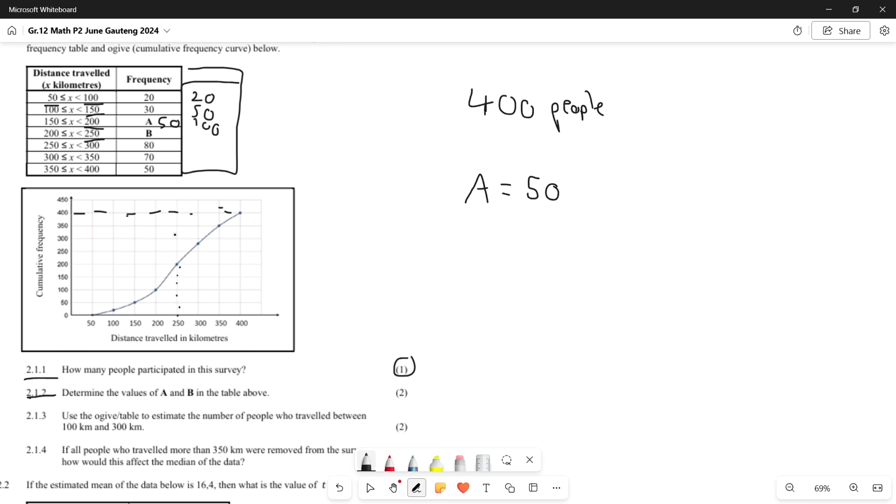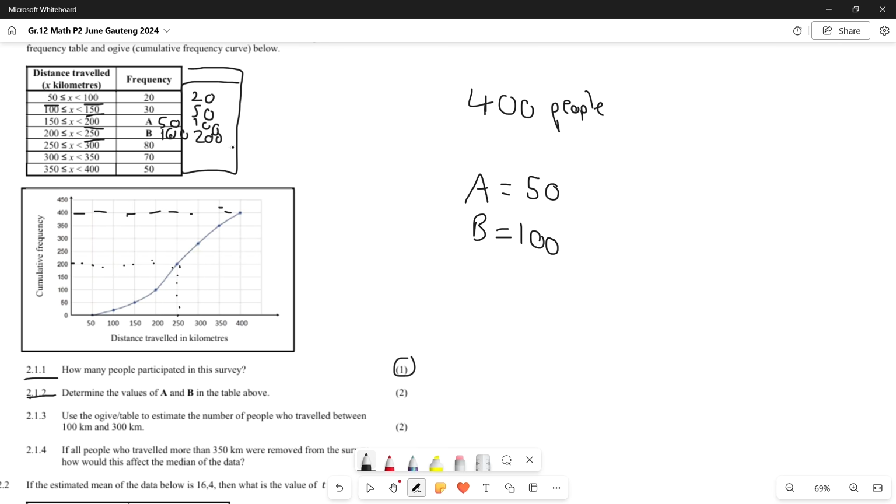And we need to figure out how much was added from the previous point to make the cumulative frequency here 200, which means we were at 100. To get from 100 to 200, we'd have to add 100 over there. So that means our cumulative frequency will be 200 for that rung. And then we can go ahead and write the answer down that B is 100.